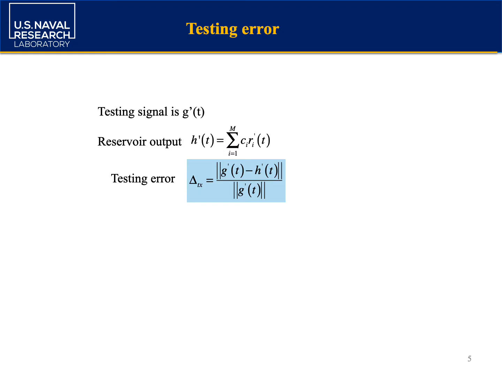So to get our testing error, we know our testing signal is G prime, the linear combination of reservoir signals is H prime, so our testing error is the standard deviation of G prime minus H prime, and it's normalized by the standard deviation of G prime. So a testing error of 1 essentially would mean that we're not fitting anything. We want a small testing error.